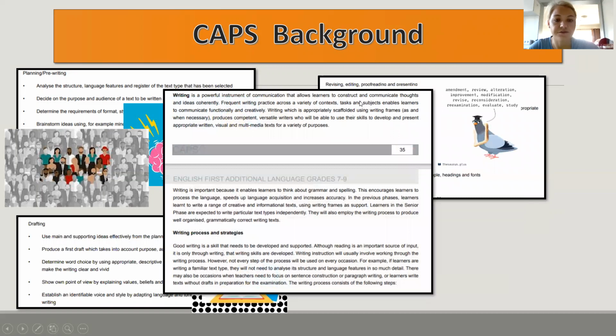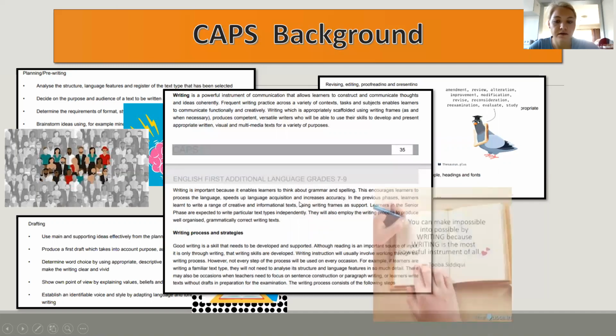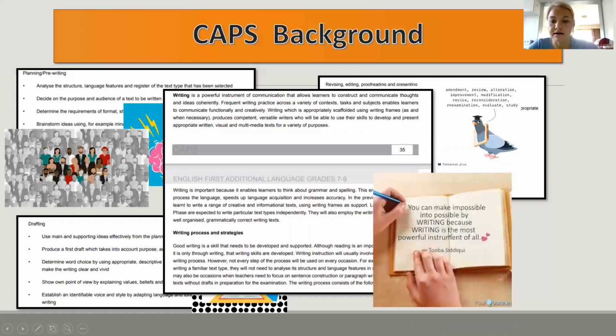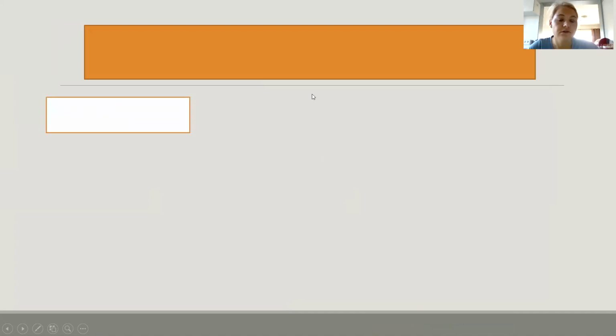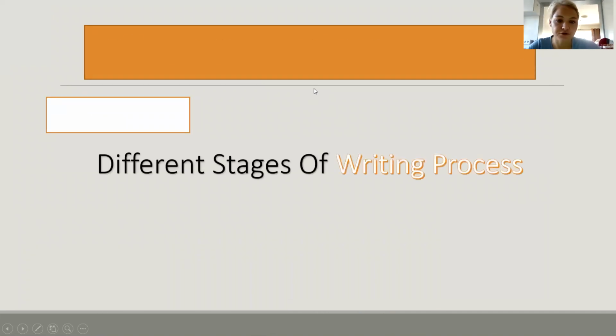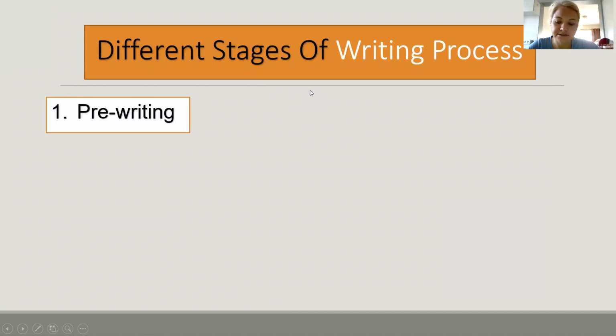And then writing is a very powerful instrument. It will help students to develop skills, not just for writing, but for speaking and reading as well. So writing can make the impossible possible through using a process approach. So the first thing we will look at in the stages of the writing process is pre-writing.